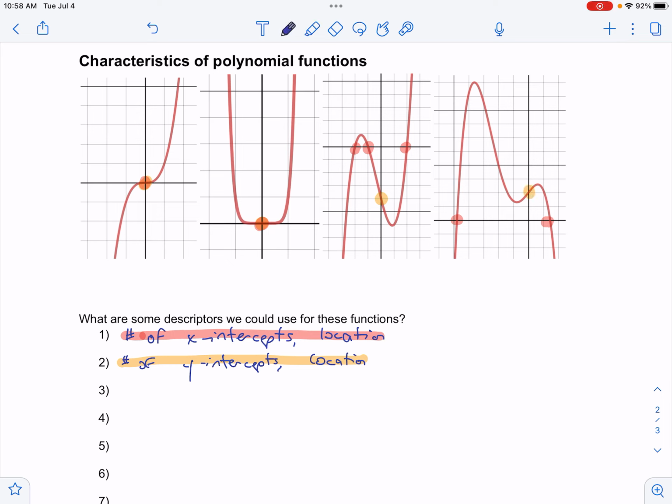We might want to talk about the domain and range of our functions. We can use that to describe them. We're also going to start talking about what's called a turning point. And a turning point literally is sort of where the graph turns around, where the graph changes direction.